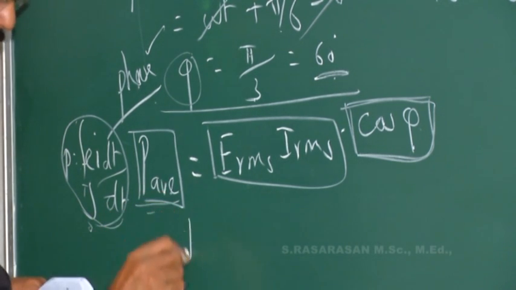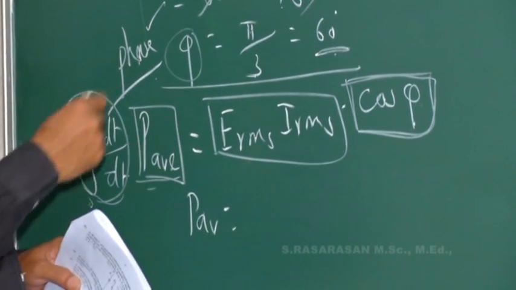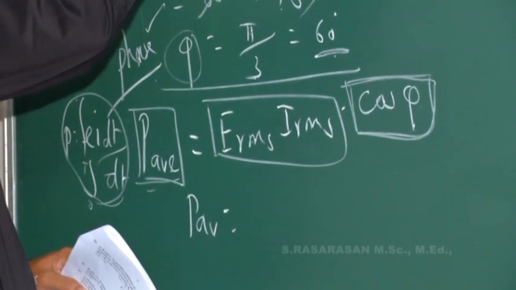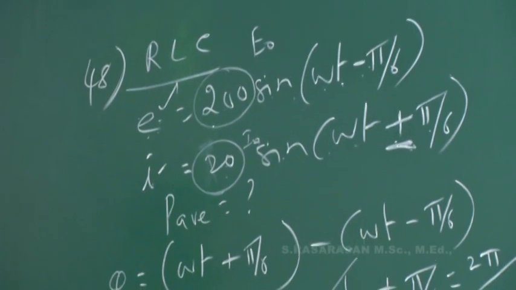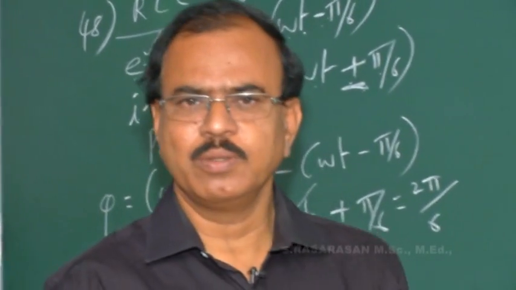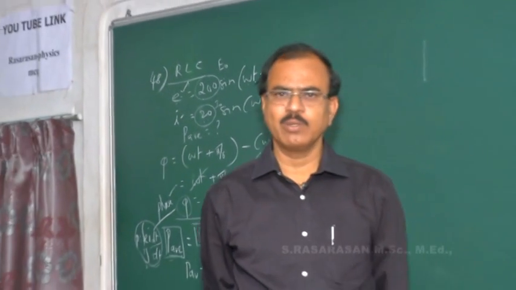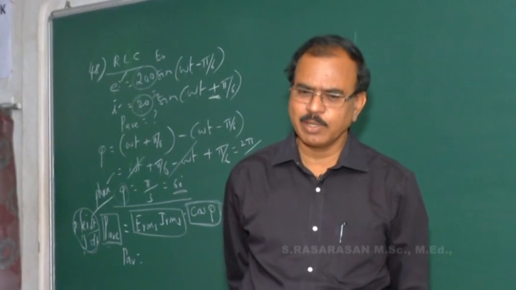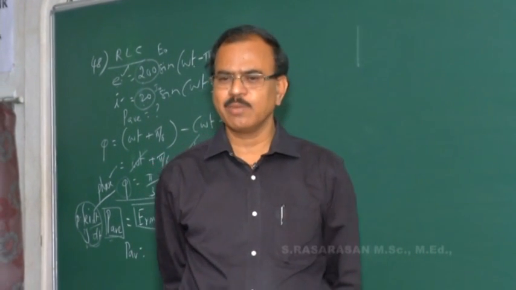But to calculate this value, E RMS is not known. But we know the relationship between E RMS and E naught, I RMS and I naught. E RMS equal to E naught by root 2, I RMS equal to I naught by root 2. That is the RMS value of current and the RMS value of voltage.